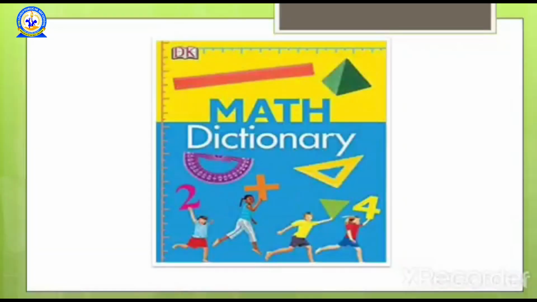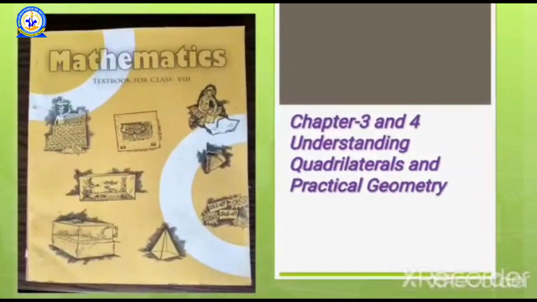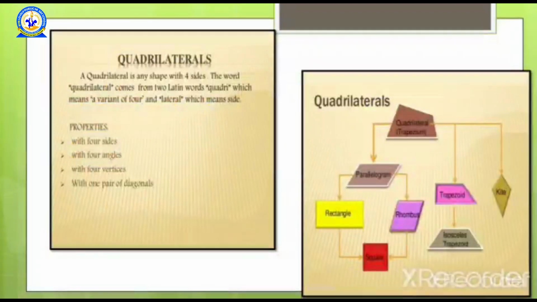Hello everyone. This is a maths dictionary of grade 8, chapter 3, Understanding Quadrilaterals, and chapter 4, Practical Geometry. The first word is quadrilaterals. A quadrilateral is any shape with 4 sides.